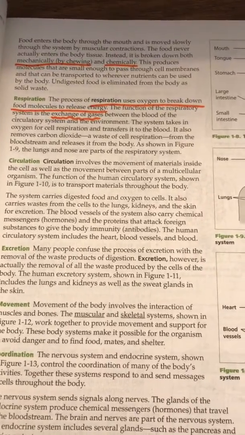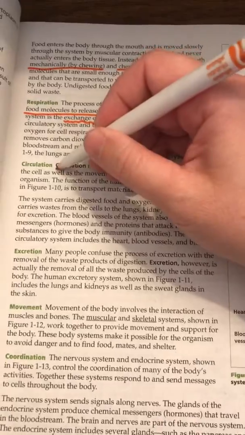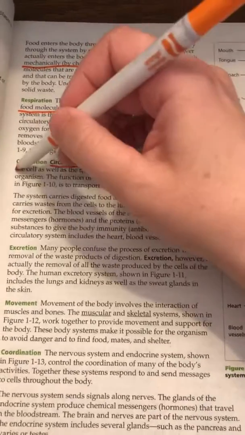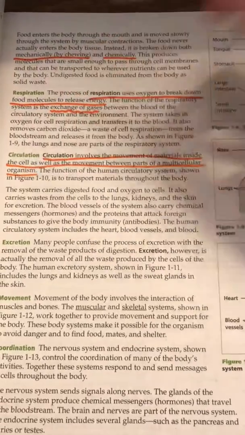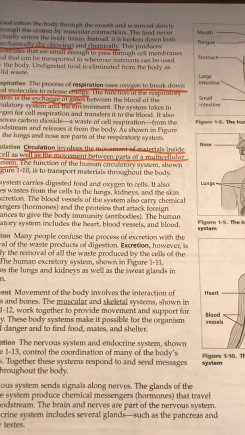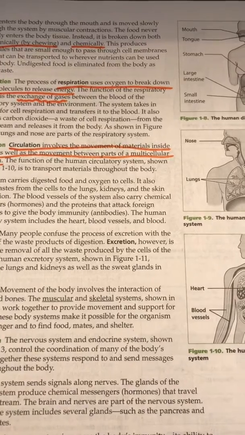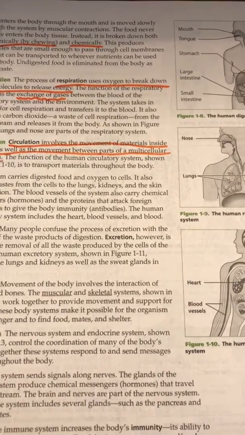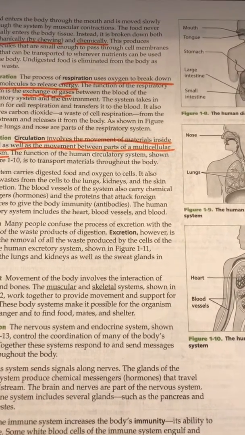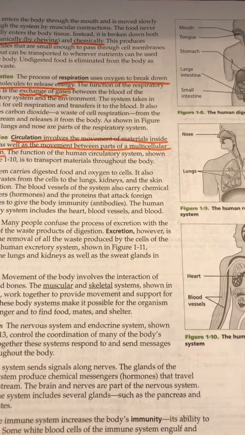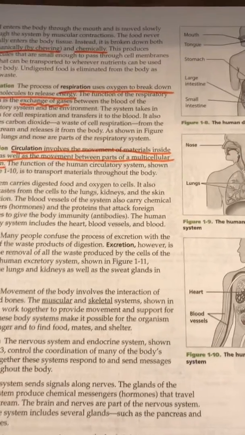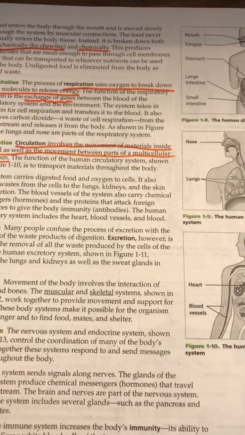Circulation. Circulation involves the movement of materials inside the cell, as well as the movement between parts of the multicellular organism. The function of the human circulatory system, shown in Figure 1.10, is to transport materials through the body. The system carries digested food and oxygen to cells. It also carries waste from cells to the lungs, kidneys, and the skin for excretion.